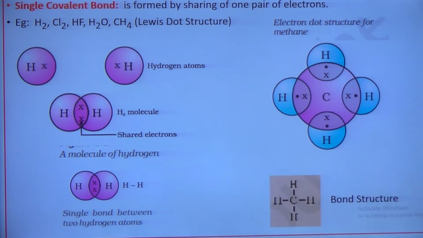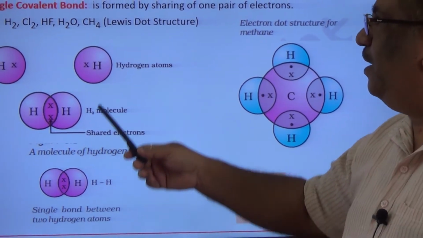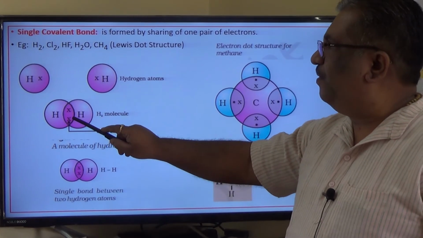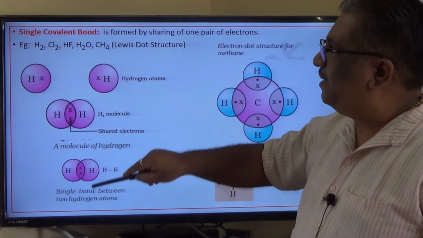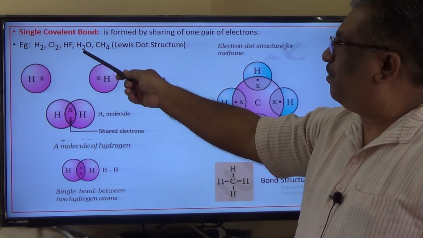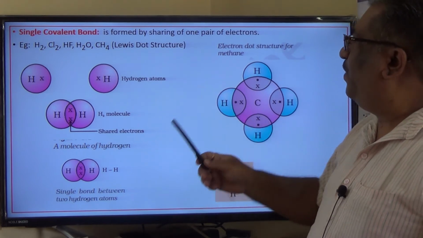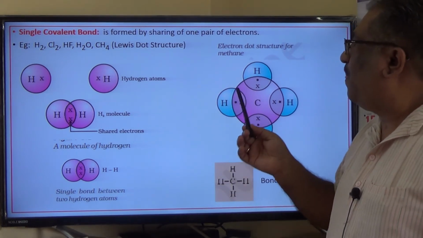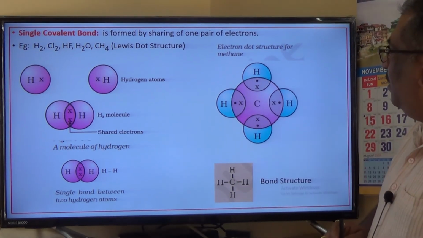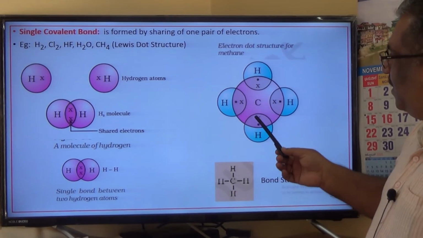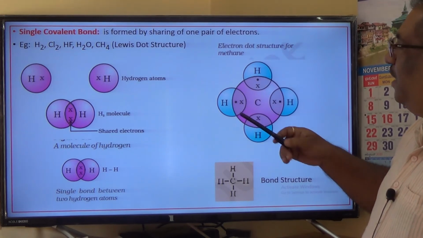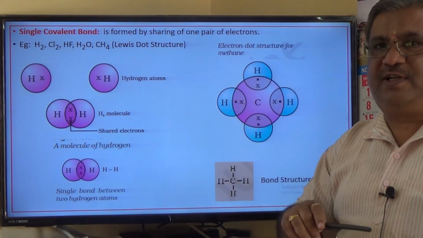Is it clear? Fine. I think it is very clear for you how to represent the formation of a single covalent bond with the example of hydrogen. You can try with chlorine, hydrogen fluoride, water, CH4, etc. Here one more diagram is given, the formation of a methane molecule by single covalent bonds. I think it is better if I explain this on the board. Let me explain the formation of methane, the electron dot structure as well as the bond structure, on the board.